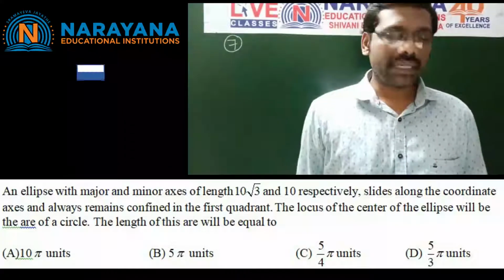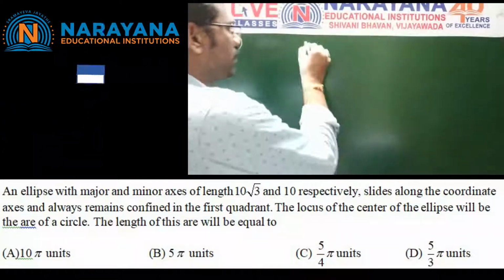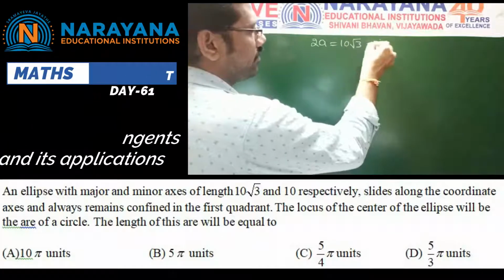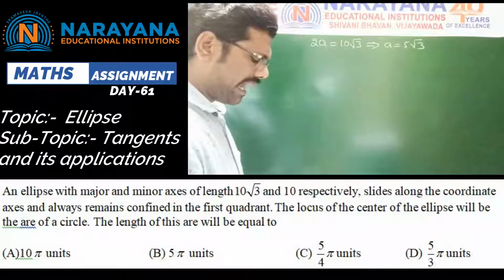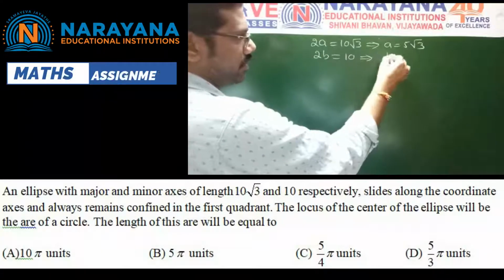This is question number 7. An ellipse with major axis 10 root 3. The length of the major axis 2a is equal to 10 root 3, so the value of a is equal to 5 root 3. The length of the minor axis 2b is equal to 10. Therefore, the value of b is equal to 5.